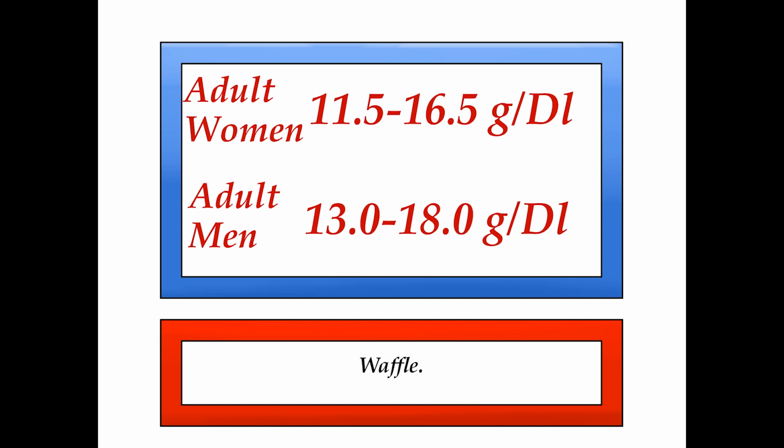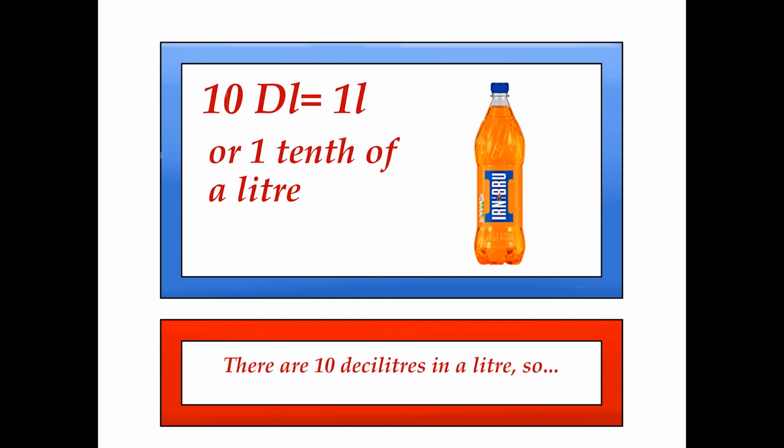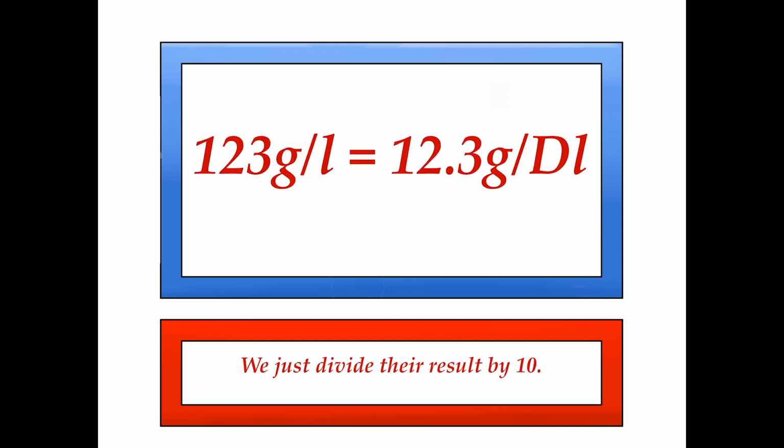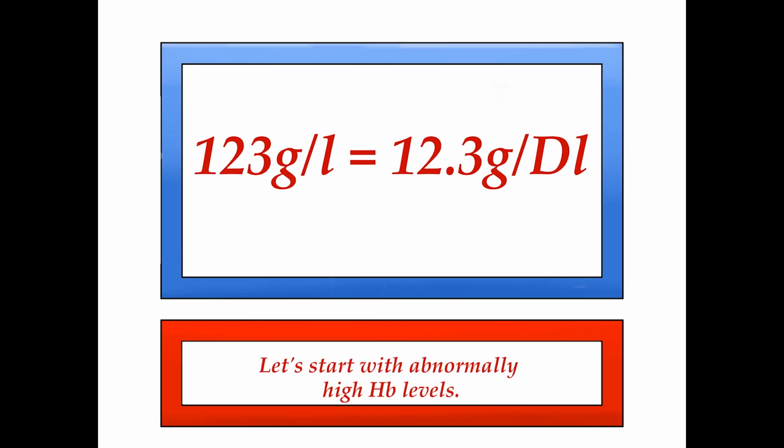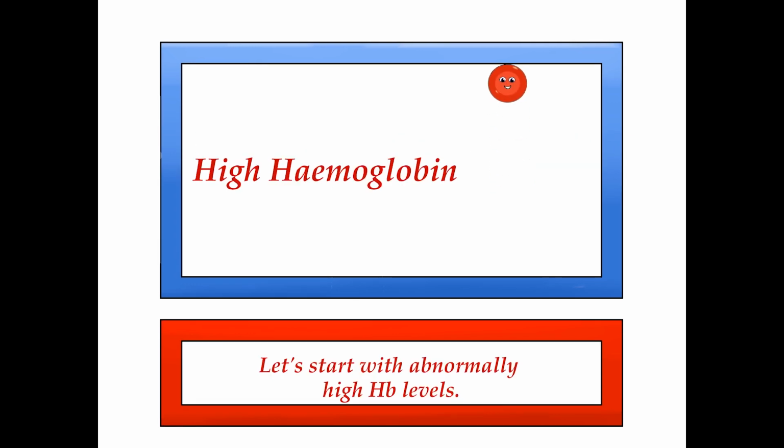Now, the other thing worth noting is these results are in grams per decilitre, so sometimes we get values from labs outside of Lanarkshire. What you need to know is that there are 10 decilitres in a litre, or 1 decilitre is 1/10 of a litre. So if you're looking at results from other places, 123 grams per litre is the same as 12.3 grams per decilitre. First, we'll talk about causes of a high haemoglobin because it's easiest.